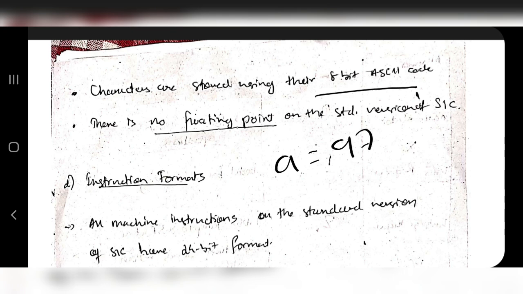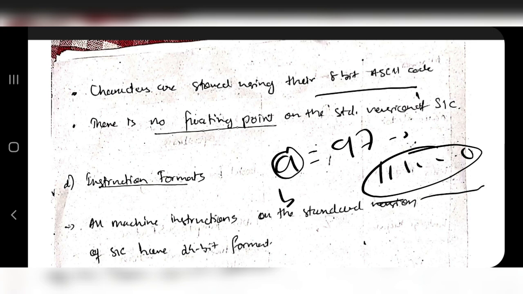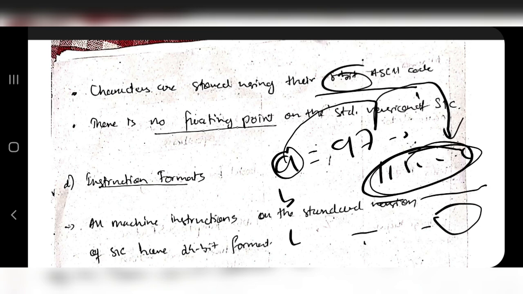Like I think it's 97, so 97 will be converted to binary like 1100 and so on. So this will be stored for A. For B it will be a slightly different value, and for C it will be a slightly different value. So characters are converted to numbers, and numbers are converted to binary numbers. So the binary numbers are stored in 8-bit ASCII code.